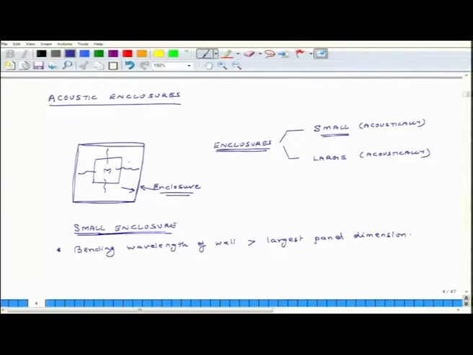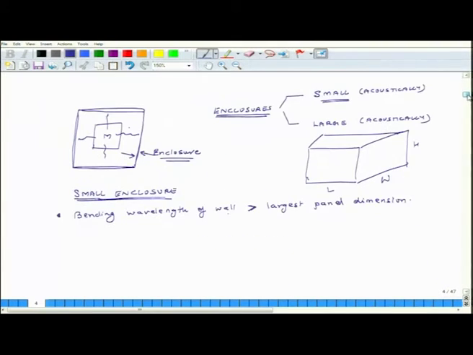So, the walls are going to bend, and this bending phenomenon is associated with wavelengths. So, the bending wavelength of the wall should be larger than the largest panel dimension. Suppose this is an enclosure, and let us say this is the largest panel dimension. So, this is the height and this is the enclosure. Maybe in this case the largest panel dimension is W. So, the bending wavelength of the wall should be larger than the largest panel dimension. So, this is one.